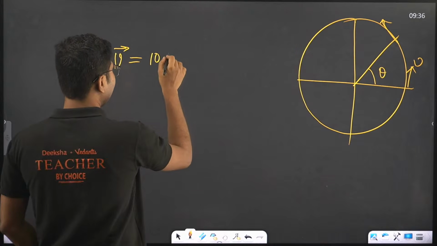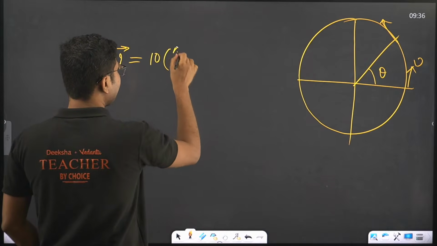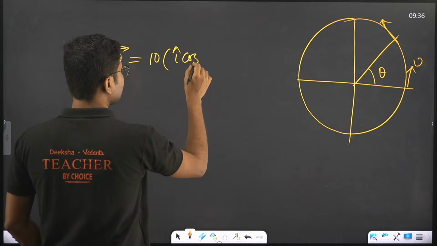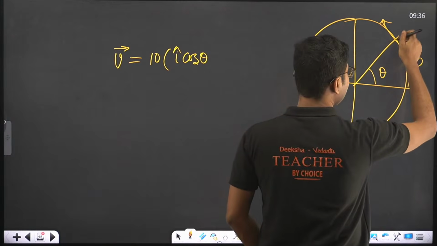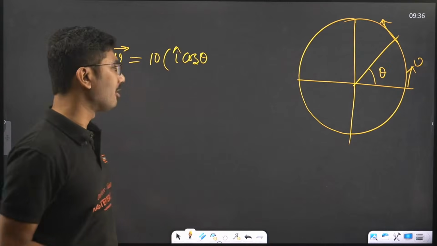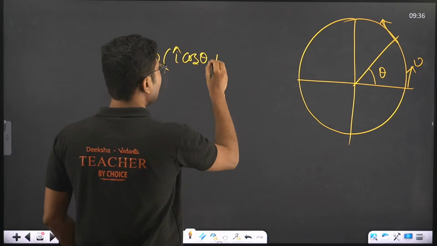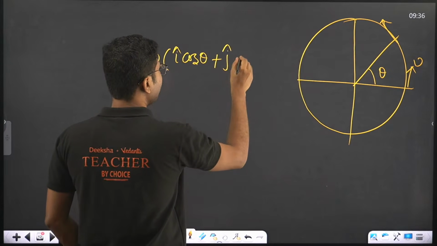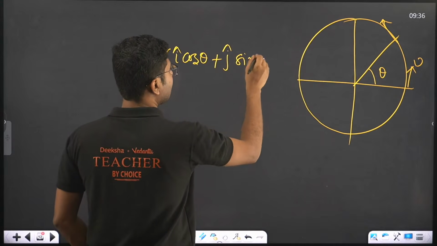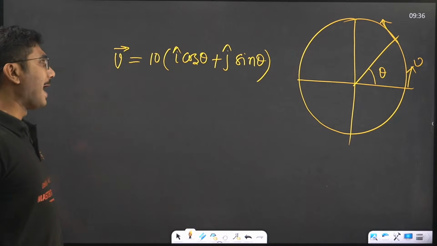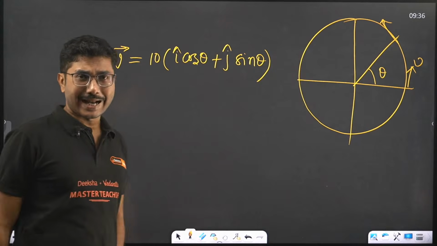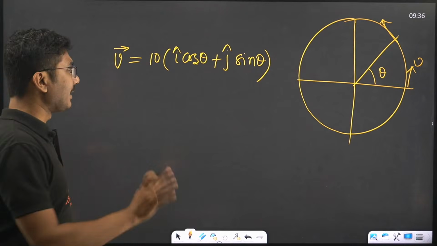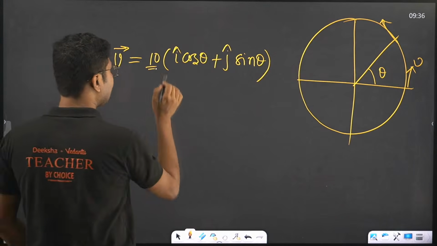So the velocity vector will be 10 into i cap cos theta, if you take the component along the x direction, because it was moving initially along the x direction, plus j cap into sin theta. If you take the square of these two and add them, you will get 1. So magnitude wise no problem, the magnitude will still remain 10.